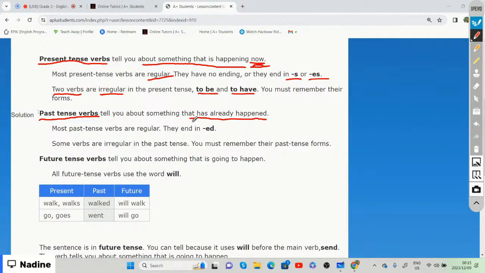So when it comes to past tense verbs, most past tense verbs are regular, right? So most past tense verbs are regular. And when I say it is regular, I mean it either ends in ed or it ends in d, right? And we are going to find out when it ends in ed or when it ends in d, right?